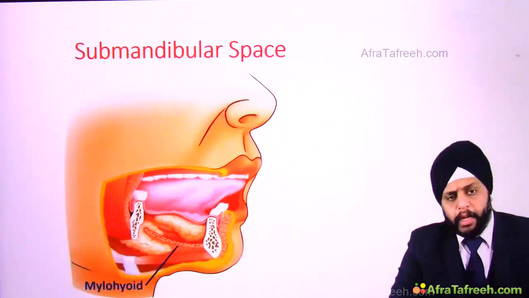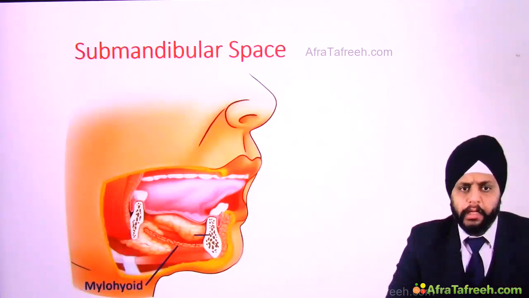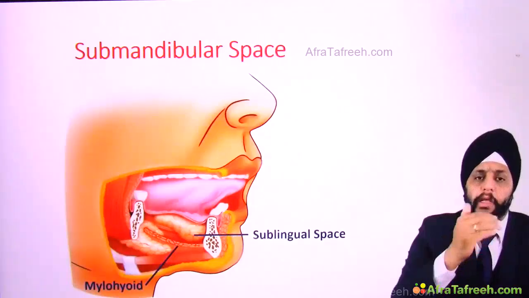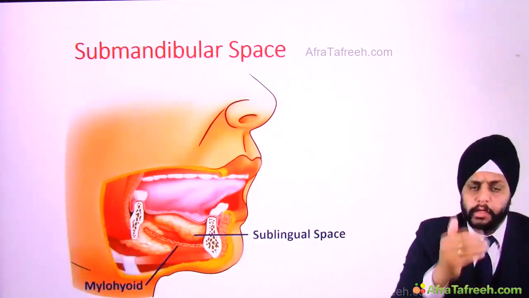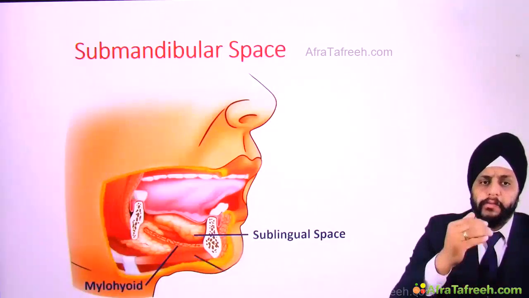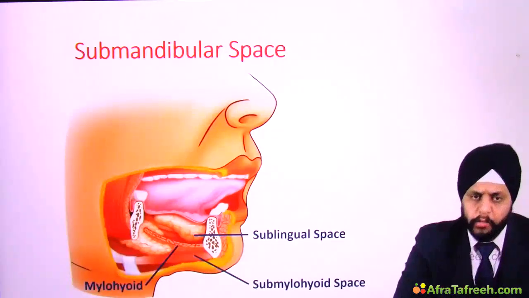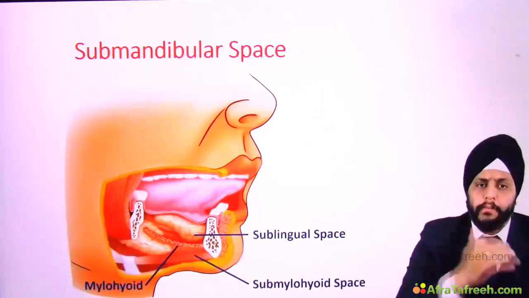The part of this submandibular space above the mylohyoid is known as the sublingual space. It is just below the tongue. And the space below the mylohyoid is known as the submylohyoid space.